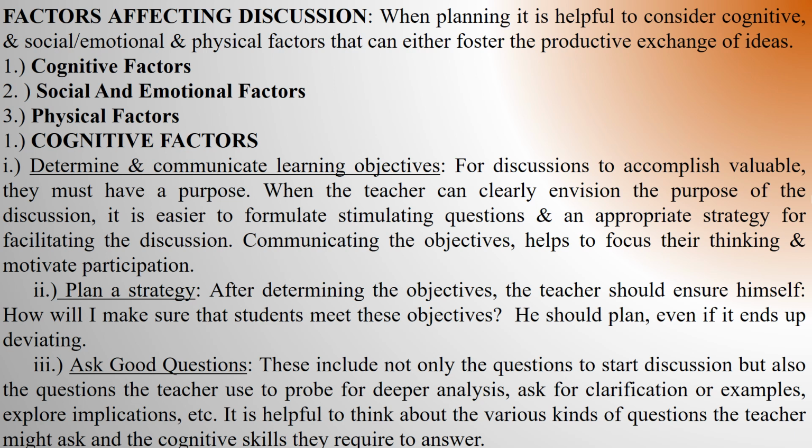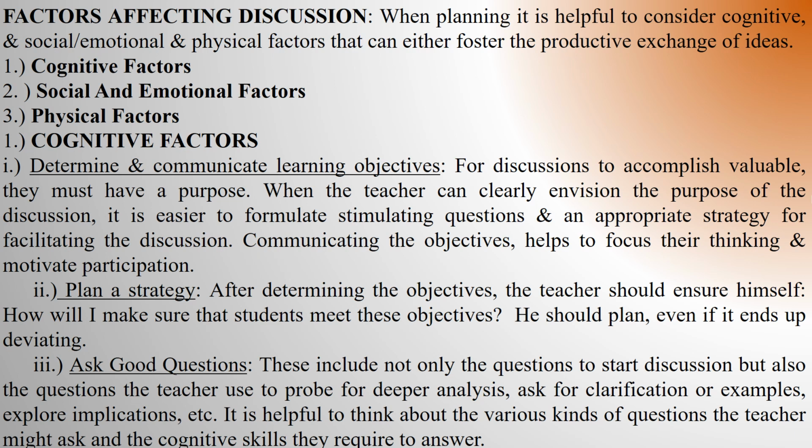Factors affecting discussion. When planning a discussion, it is helpful to consider not only cognitive but also social, emotional, and physical factors that can either foster or inhibit the productive exchange of ideas. Cognitive factors include determine and communicate learning objectives, plan a strategy, ask good questions, provide direction and maintain focus, bring closure. Social and emotional factors include demonstrate relevance, encourage participation, make high quality participation count, and evaluate the discussion. Physical factors include creating a setting conducive for discussion.